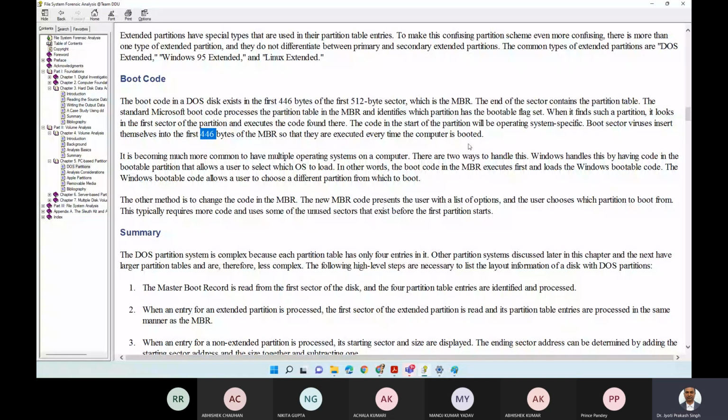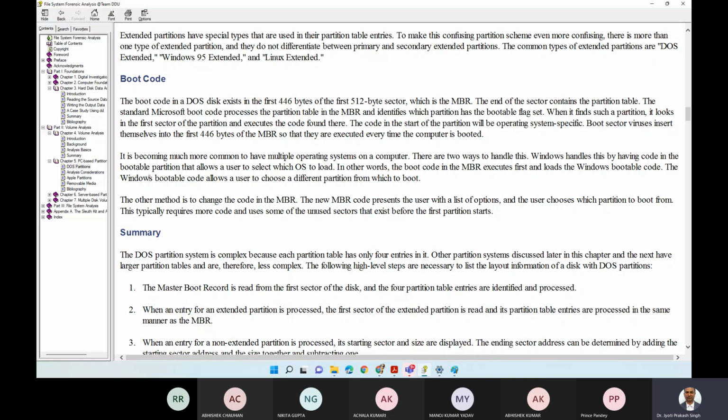It is becoming more common to have multiple operating systems on a computer. There are two ways to handle this. Windows handles this by having code in the bootable partition that allows the user to select which OS to load. So if you have more than one OS running on the system, you can write one line in that bootable code itself that will give you an option, if there are more OSs, of which one to select. The boot code in the MBR executes first and loads the Windows bootable code. The Windows bootable code allows the user to choose a different partition from which to boot.